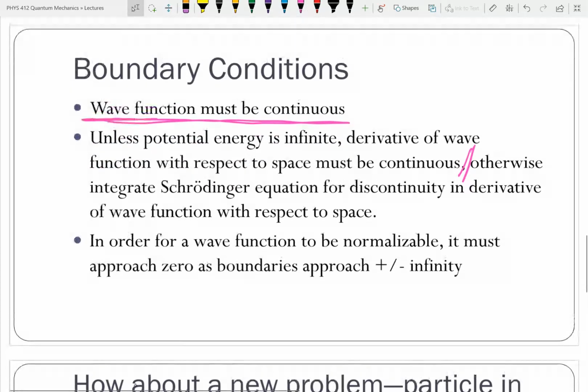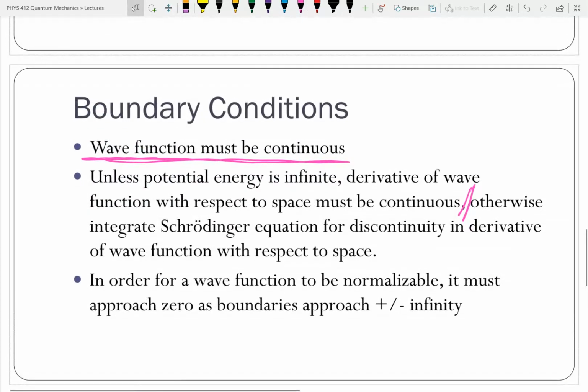Good. Okay. And then the final one here, not really a boundary condition, but a condition that must be met. In order to have a normalizable wave function, it has to approach 0 as you approach infinity. Anything short of that, and, well, we have a problem.